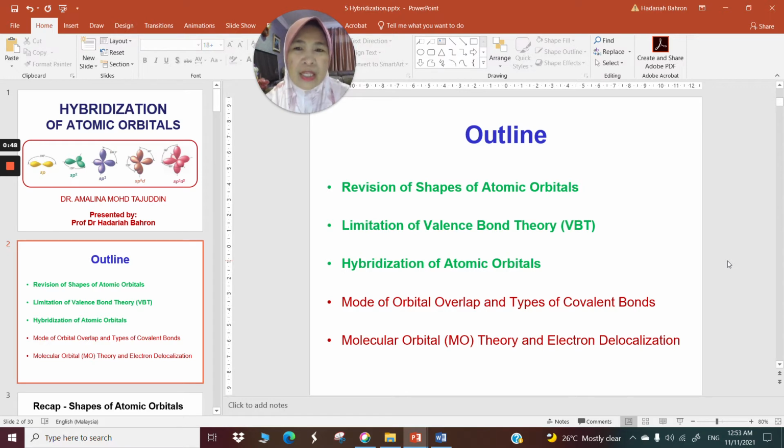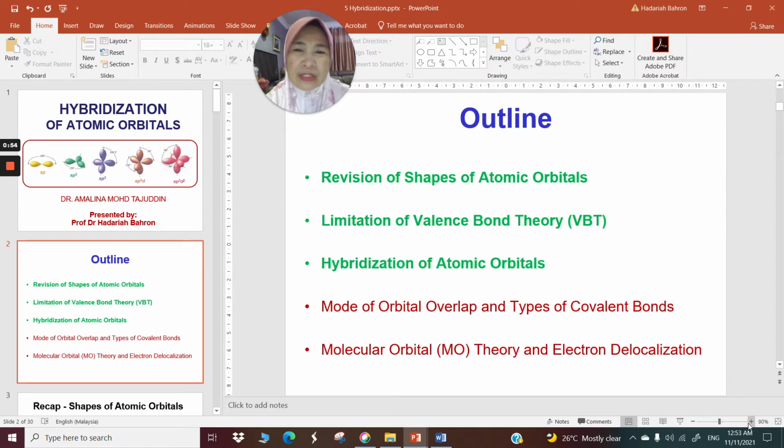As an outline, I'm going to do a little bit of revision of shapes of atomic orbitals. I understand that you have learned about shapes of atomic orbitals during your matriculation days. You're going to be needing that for this lesson, so I do a small recap with you. And I'm going to introduce to you some limitations of the valence bond theory that you have learned in my previous lecture. And that leads us into hybridization.